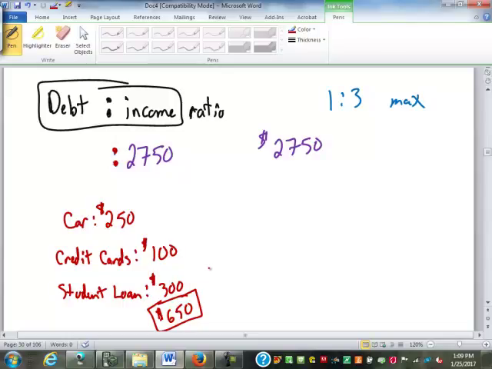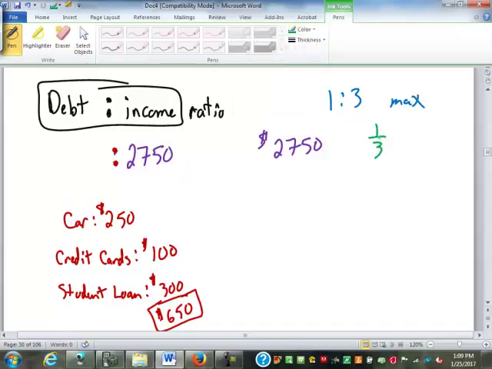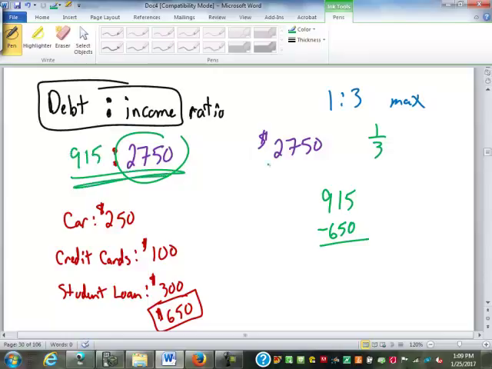So let's say you want to go buy a house. A 1-to-3 ratio can also be thought of as 1/3. 1/3 of your income can be debt. So 1/3 of $2,750 is about $915. What that means is you subtract your $650. So $915 would be a little bit less than your 1-to-3. Technically, $916.67 or something like that would be 1-to-3. So anyway, this leaves you with about $265 a month that you could put onto a house payment.